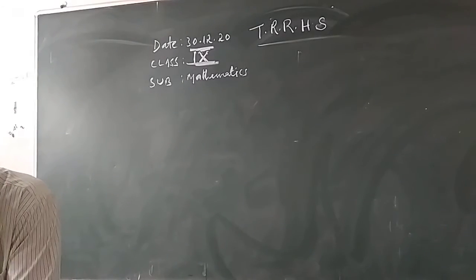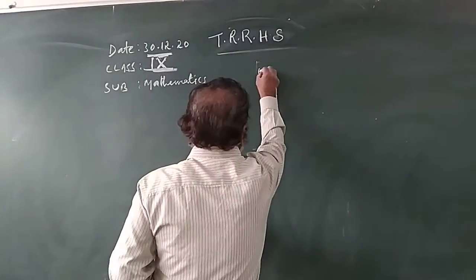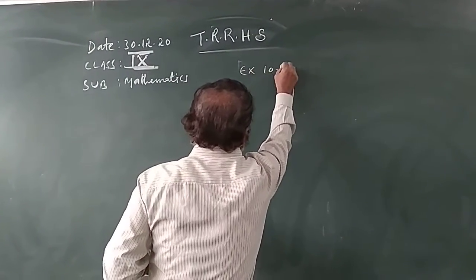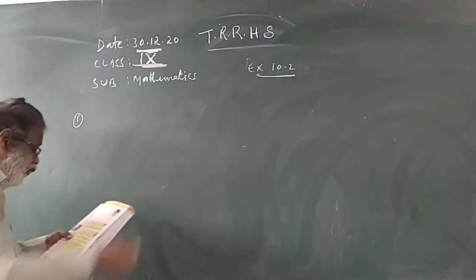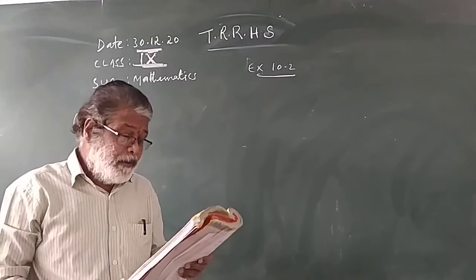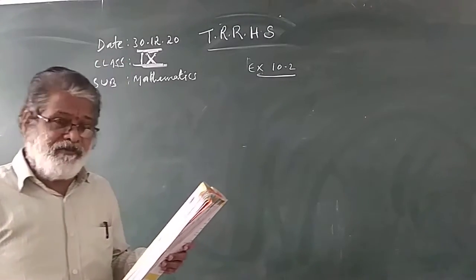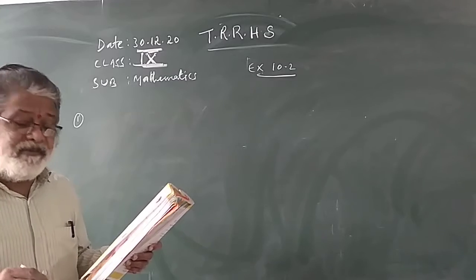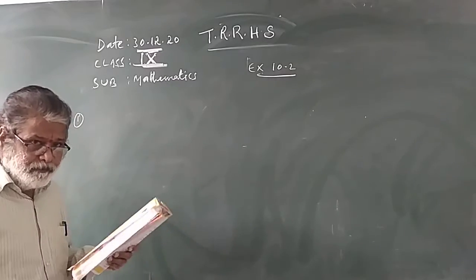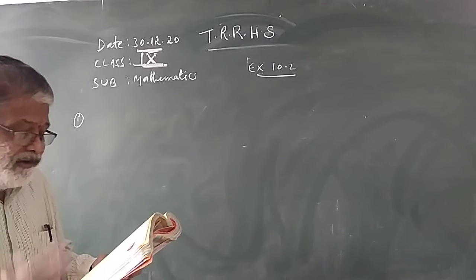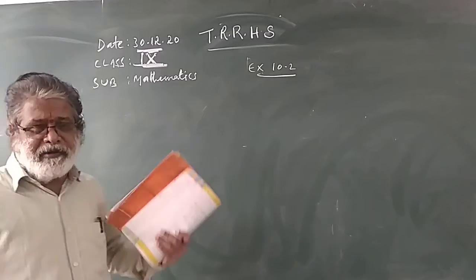Now let us do the problems related to the cylinder, that is Exercise 10.2. Here, a closed cylindrical tank of height 1.4 meters, and radius of the base 56 centimeters, is made up of a thick metal sheet. How much metal sheet is required to make the cylinder?